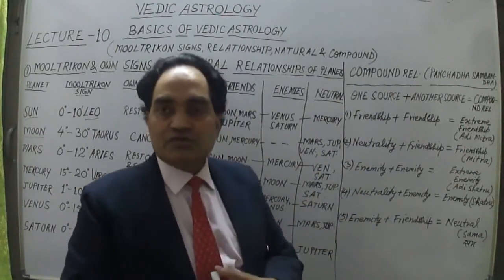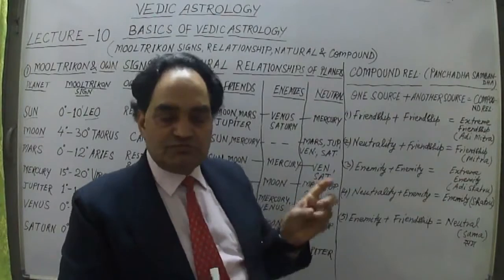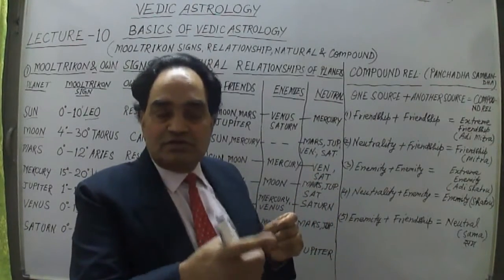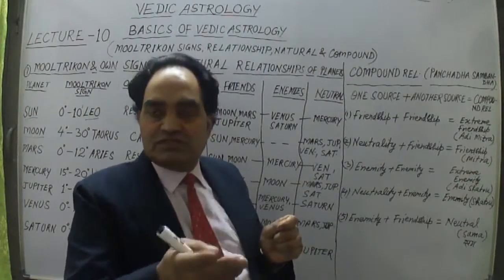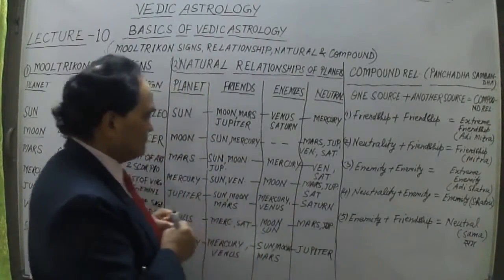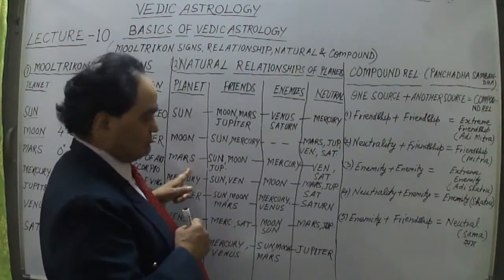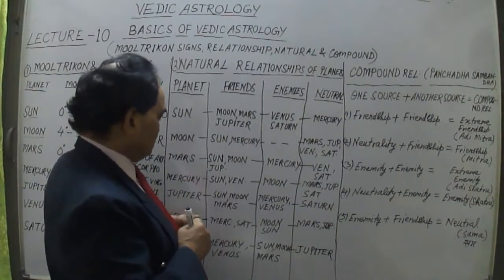Third type is enmity plus enmity, meaning both planets are enemies. For this planet, the other is an enemy, and for the other planet, the first is an enemy. For example, let me take Mars: for Mars, Mercury is an enemy.